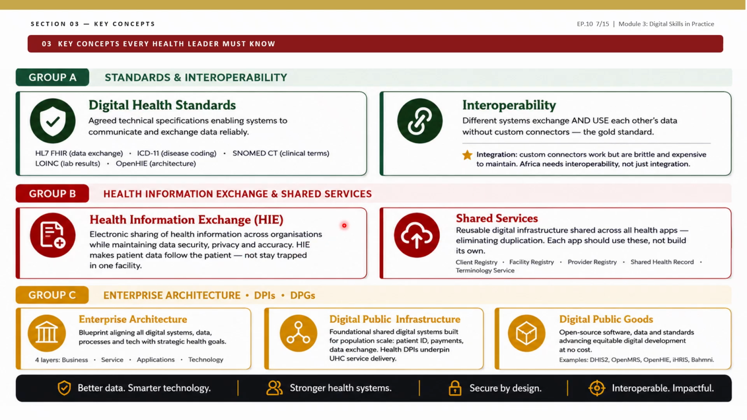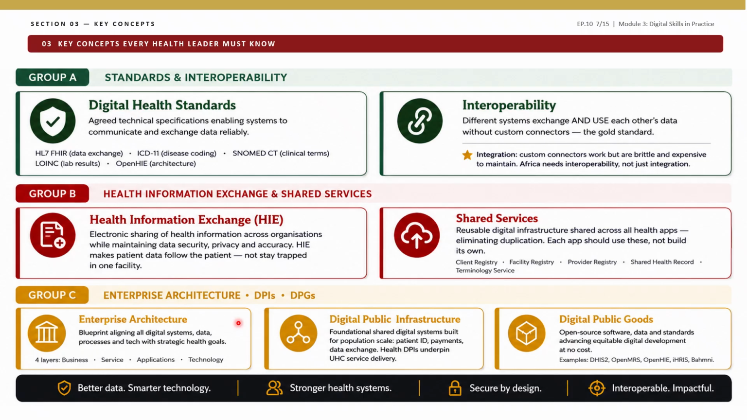Health information exchange. Electronic sharing of health information across organizations while maintaining data security, privacy, and accuracy. HIE makes patient data follow the patient, not stay trapped in one facility. Shared services. These are reusable digital infrastructure shared across all health applications, eliminating duplication. Each app should use this, not build its own. They include client registry, facility registry, provider registry, shared health records.